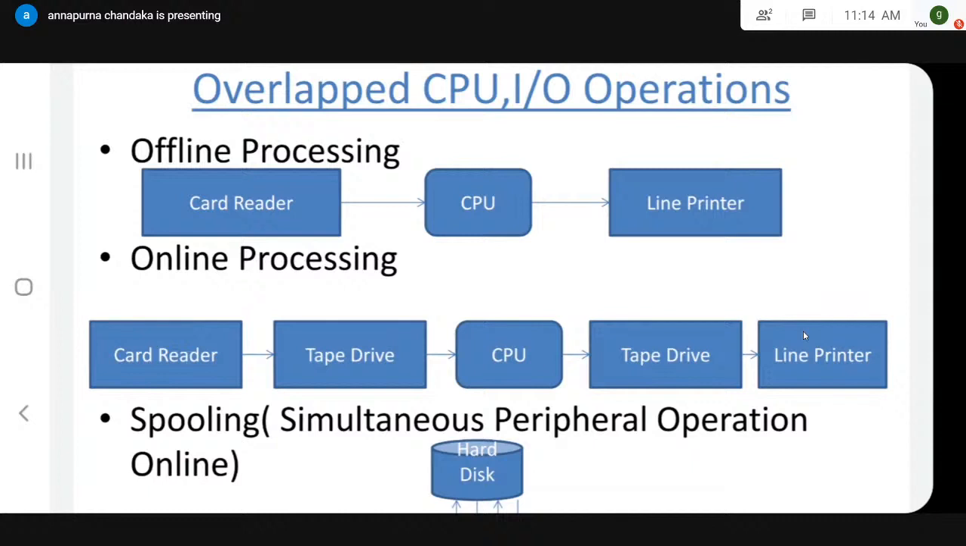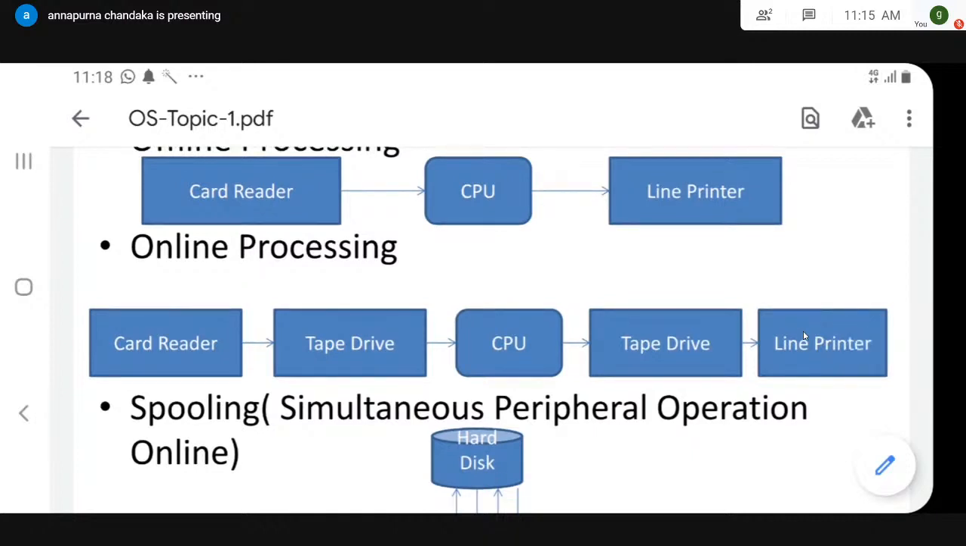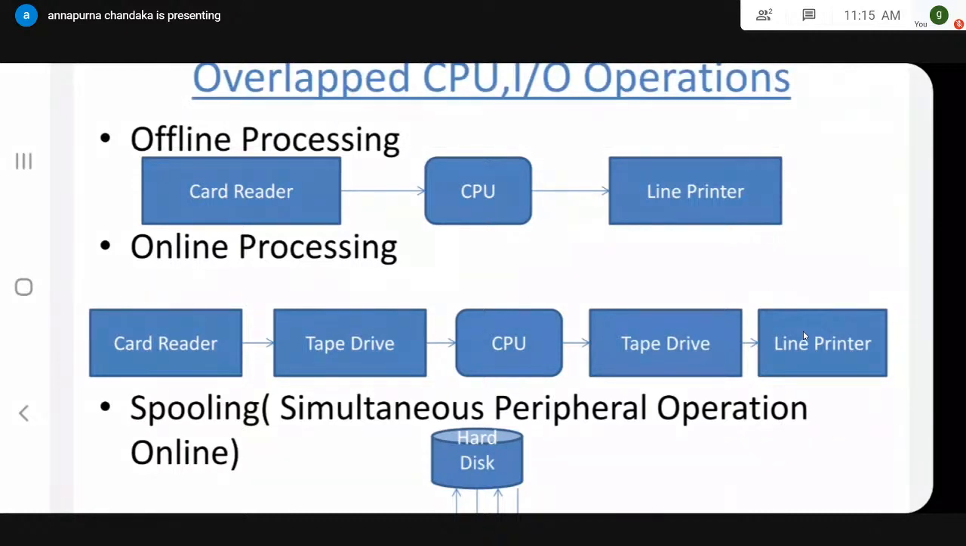Now, coming to the next one, they were thinking that we need to supply more instructions in a small fraction of a second to the CPU so that we can keep the CPU busy. Then they invented the tape drive. Tape drive works faster than card reader. So whenever the user executes a program, first the information on the card readers is copied from the card readers onto tape drives. Then the CPU simply takes that information from the tape drive and executes it.